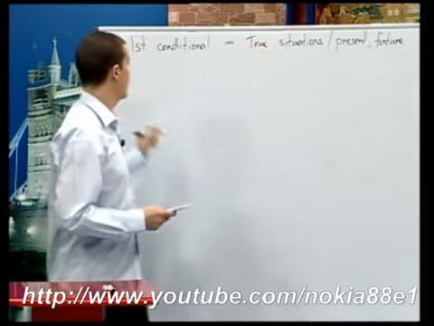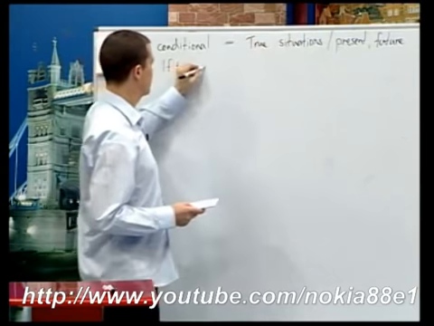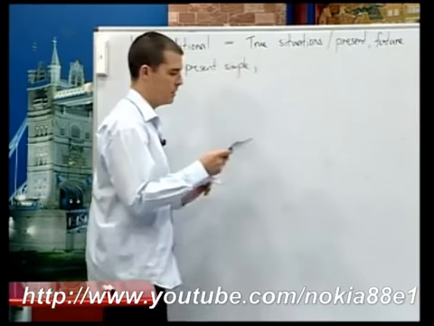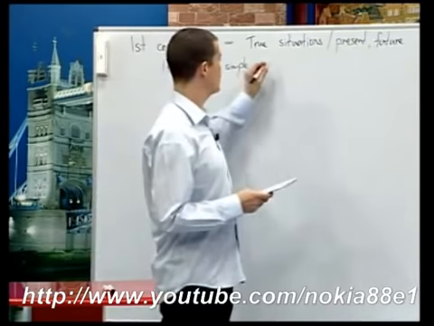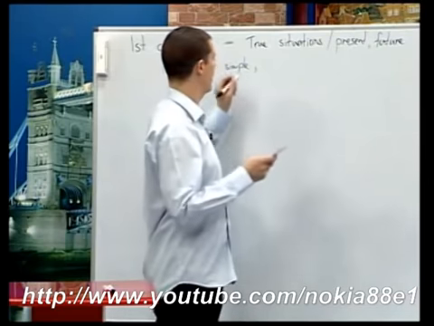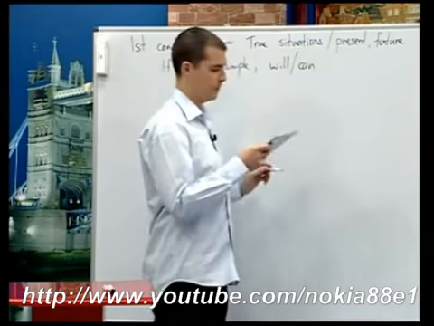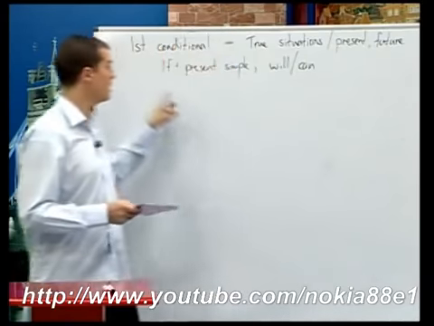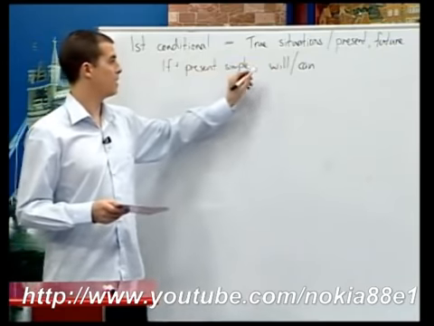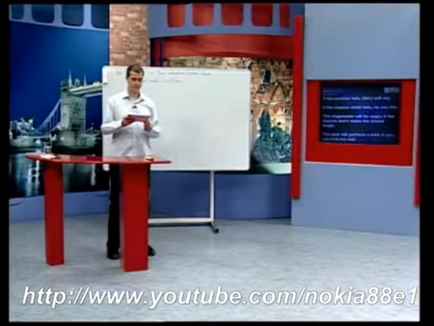In the if clause, we have present simple. So we have if plus present simple. And in the main clause, we use will or a future form like can as well. So will, maybe can. And if the if clause begins the sentence, we must have a comma. Okay, let's look at the second conditional now.